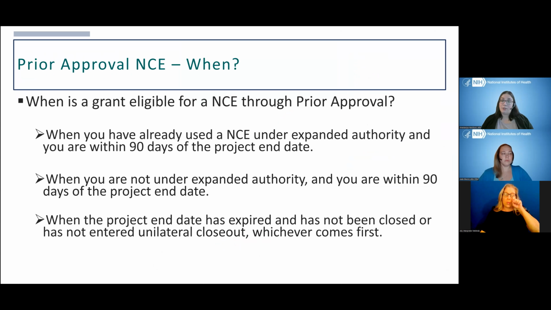So as I mentioned earlier, you can do a no cost extension through prior approval when you've already used a no cost extension previously, when you do not have expanded authority and are within 90 days of your project period end date, or when you've passed the project period end date, but you have not yet closed the grant or gone into unilateral closeout, which is 120 days from the project period end date.